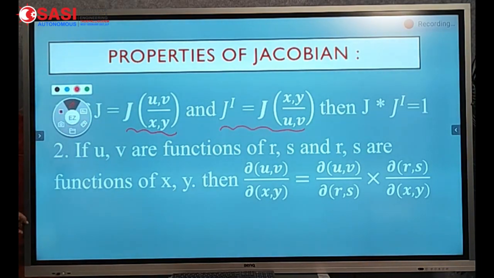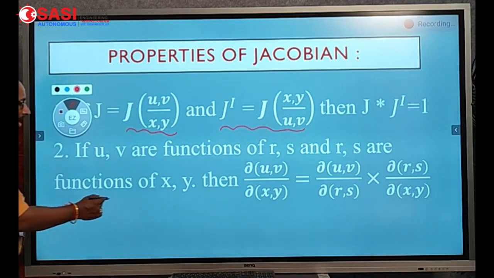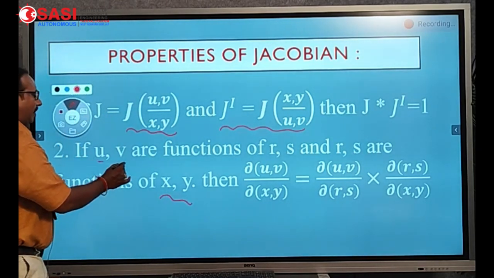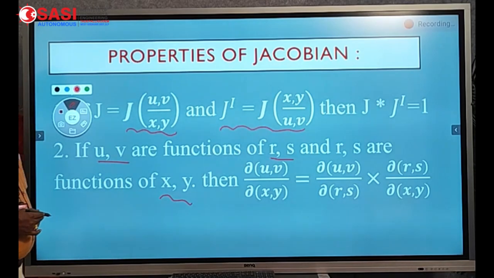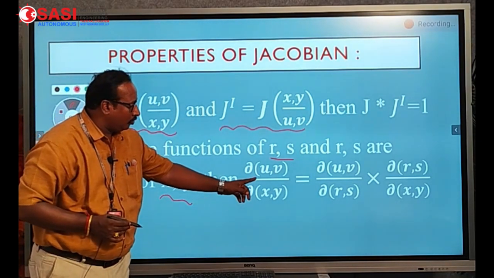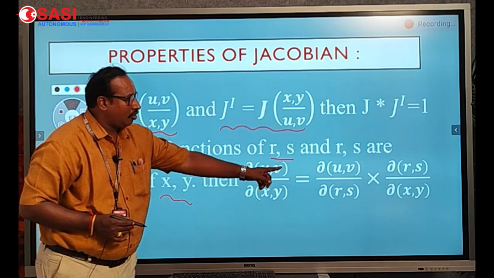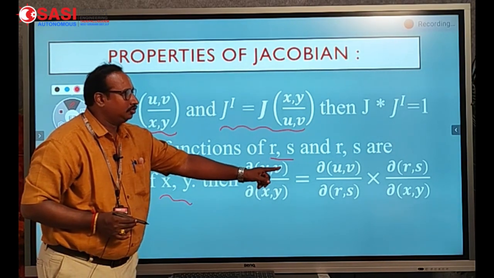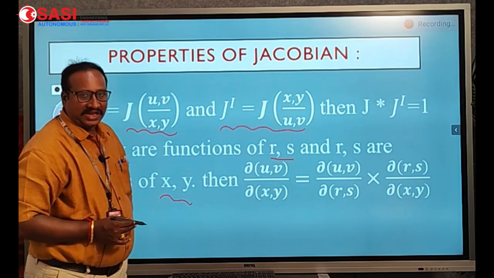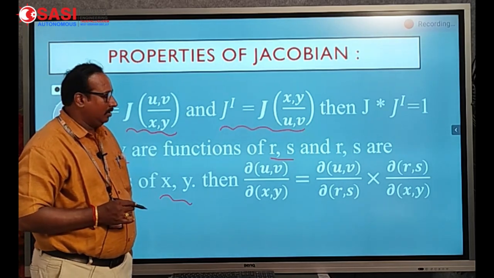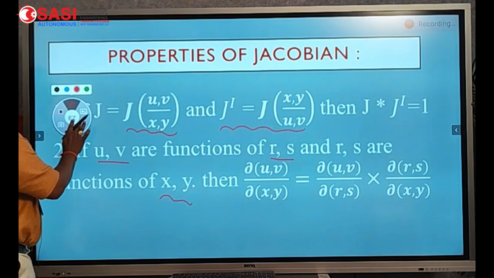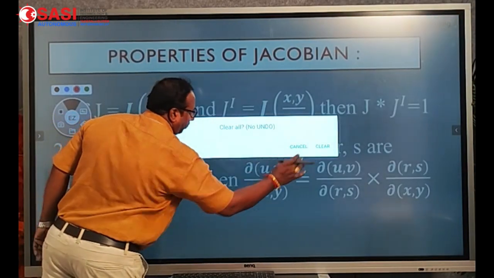Now coming to the second one. u, v are functions of r, s, and r, s are also functions in terms of x, y. Then Jacobian of uv by xy equals Jacobian of uv by rs into Jacobian of rs by x, y. This property is known as the chain rule of Jacobian.